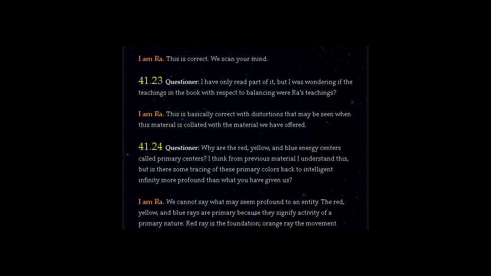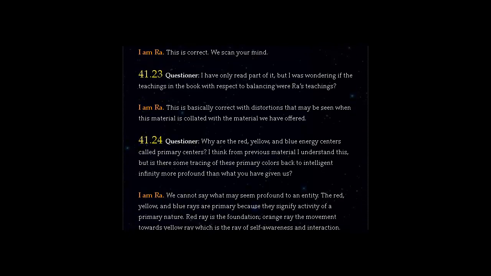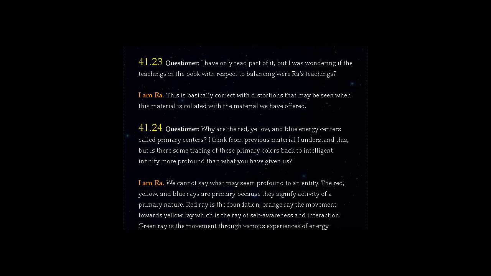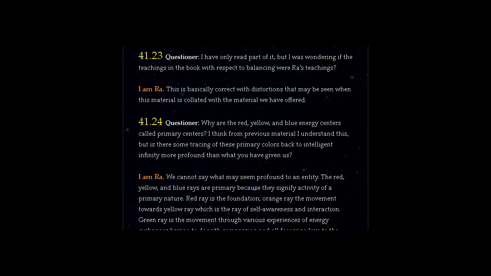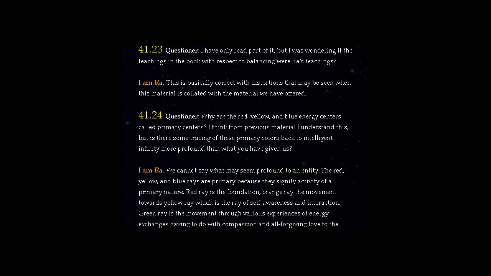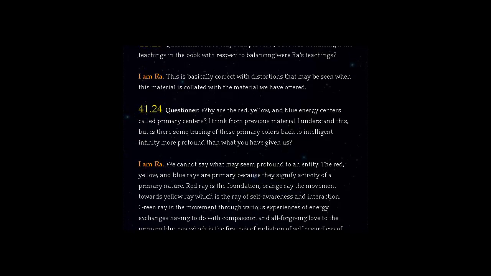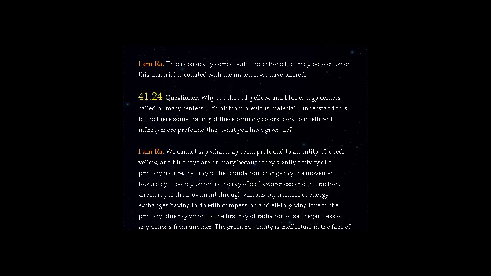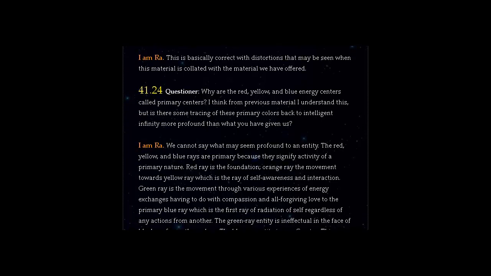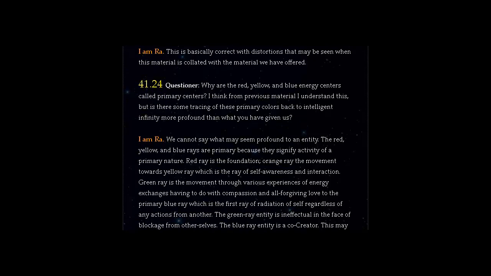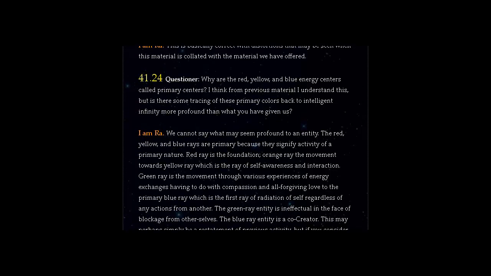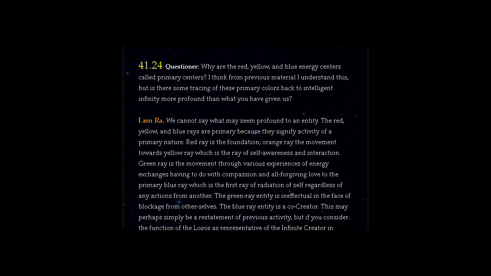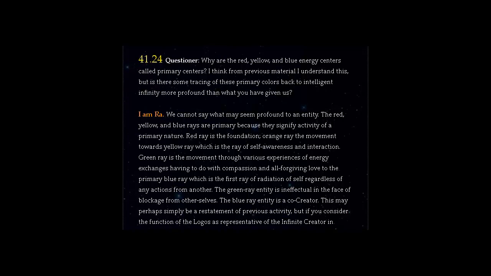The red, yellow, and blue rays are primary because they signify activity of a primary nature. Red ray is the foundation, orange ray the movement towards yellow ray, which is the ray of self-awareness and interaction. Green ray is the movement through various experiences of energy exchanges having to do with compassion and all-forgiving love to the primary blue ray, which is the first ray of radiation of self regardless of any actions from another. The green ray entity is ineffectual in the face of blockage from other selves. The blue ray entity is a co-creator.